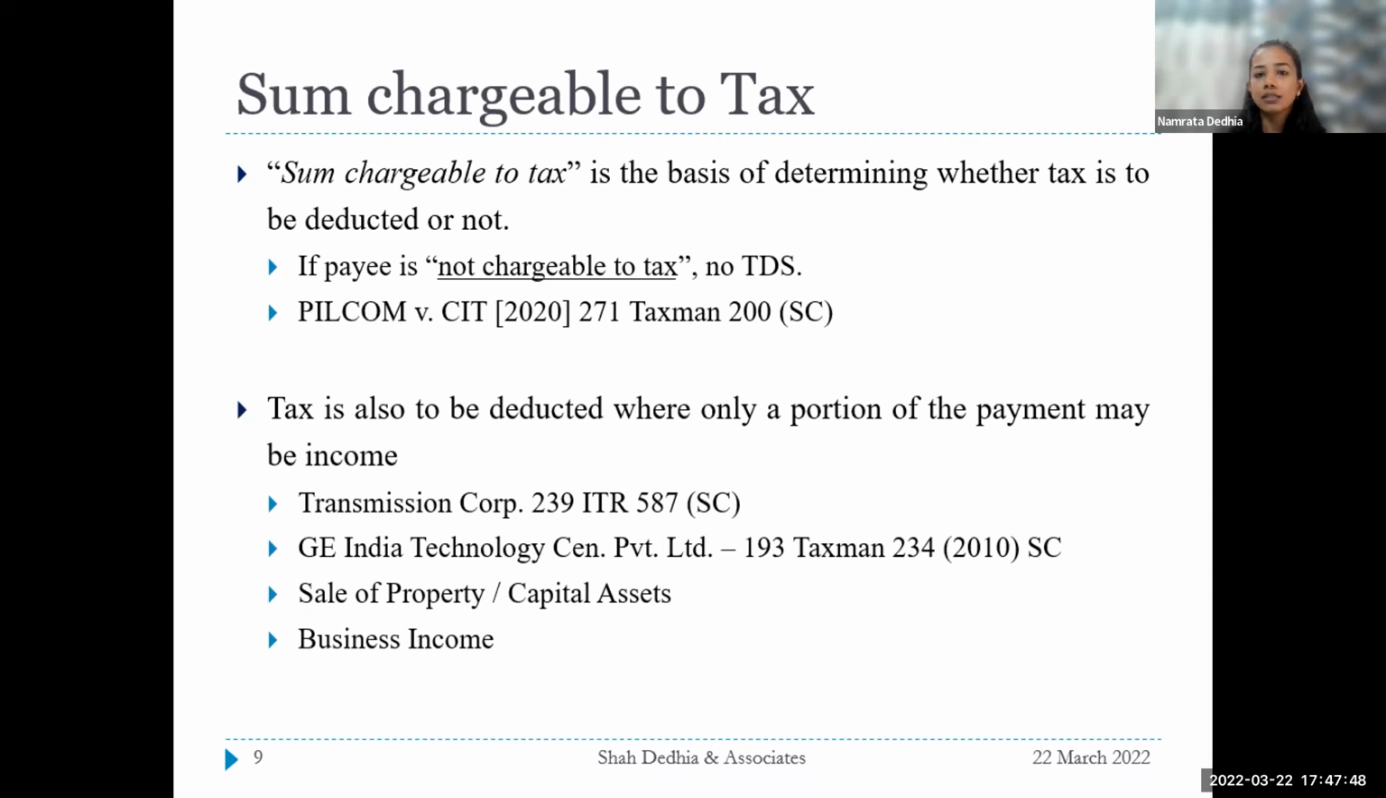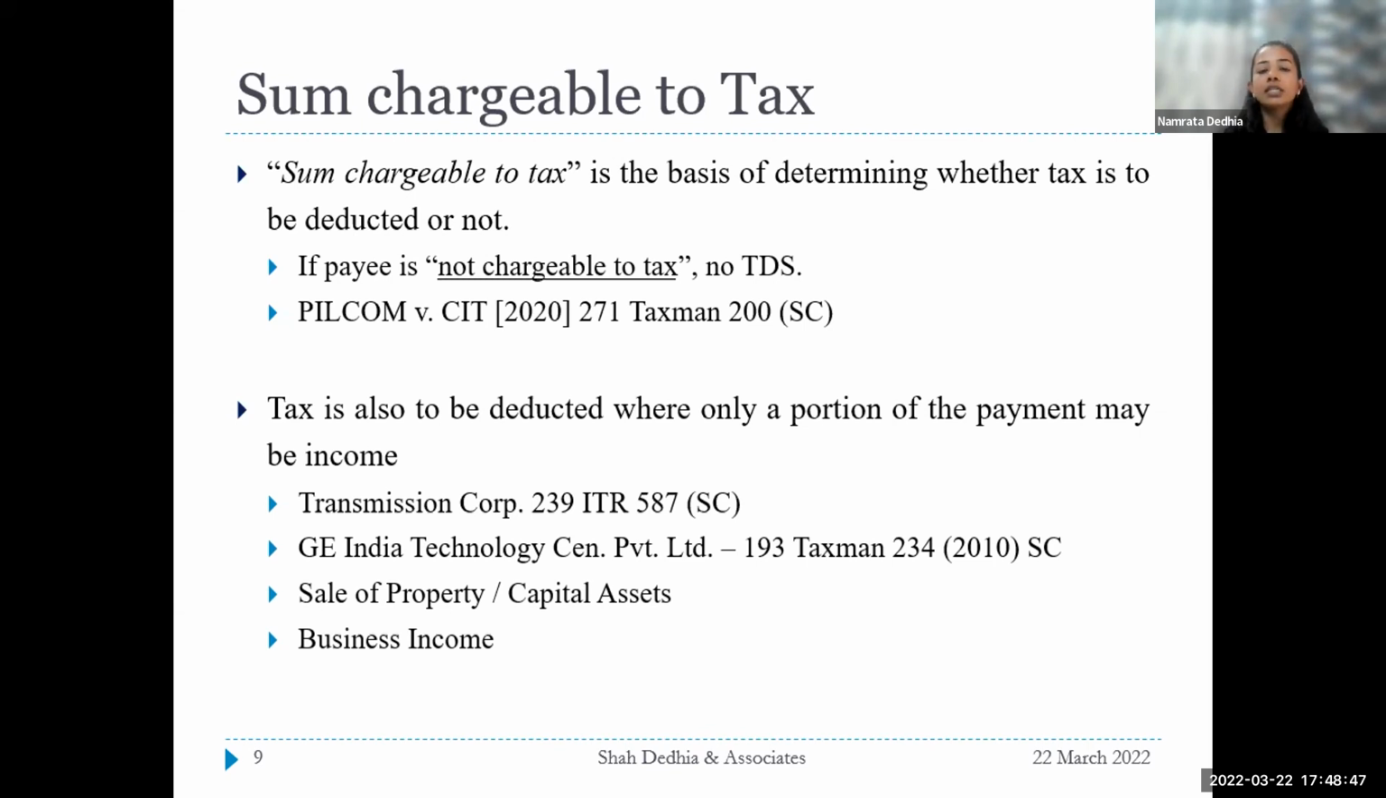So sum chargeable to tax, what do we mean by sum chargeable to tax under the Act? Basically, we need to understand whether whatever payment is being made to the non-resident or to the foreign company is taxable under the Act or not. Once you determine it is taxable under the Act, then the TDS compliance under 195 applies. The moment you say it is not taxable under the Act, 195 TDS compliance does not apply. So what to look at is, in the hands of the non-resident payee or the foreign company to whom the payment is being made, whether it is taxable or not. Logically, if the non-resident payee itself is an exempt entity for whatever reason, or does not have any presence in India, is not chargeable to tax in India, then naturally TDS should not apply.